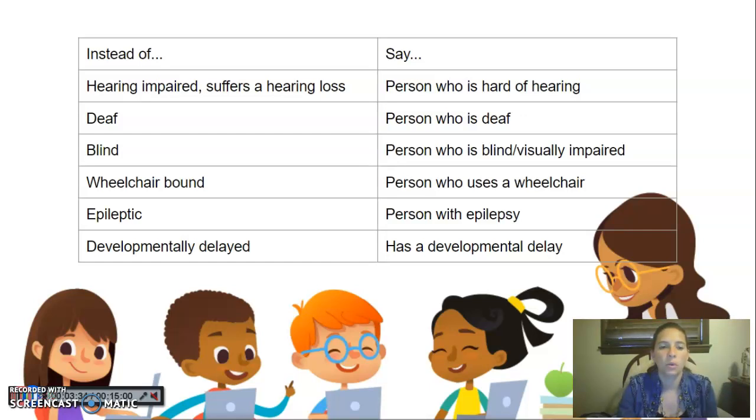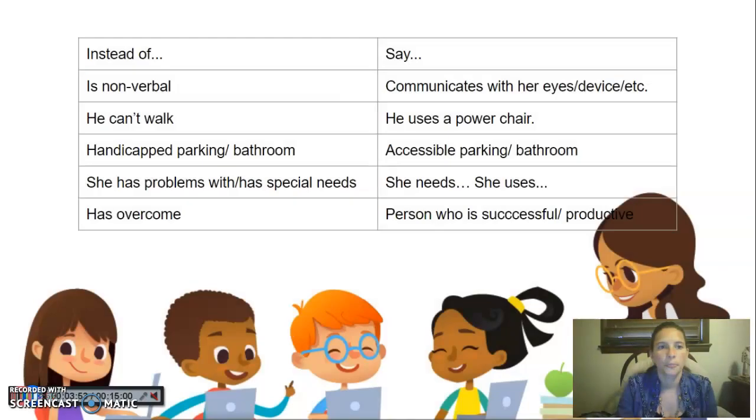We also have where we can refer to people in a group, like we did above with the deaf and the blind example. You can also say an epileptic. Instead of doing that, we should say a person with epilepsy. Instead of developmentally delayed, a person who has a developmental delay. When we talk about students who are not able to speak, instead of saying she is nonverbal, we should say that she communicates with her eyes, or she communicates with her device, or whatever it might be.